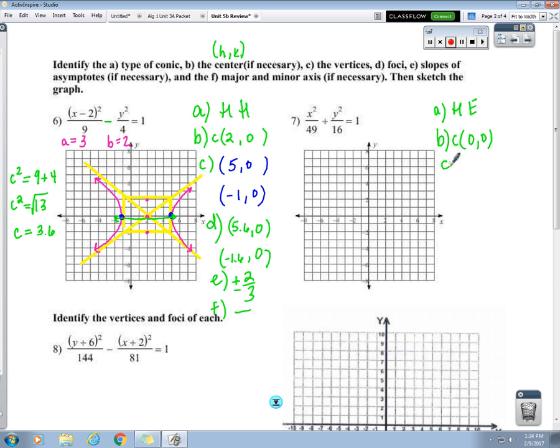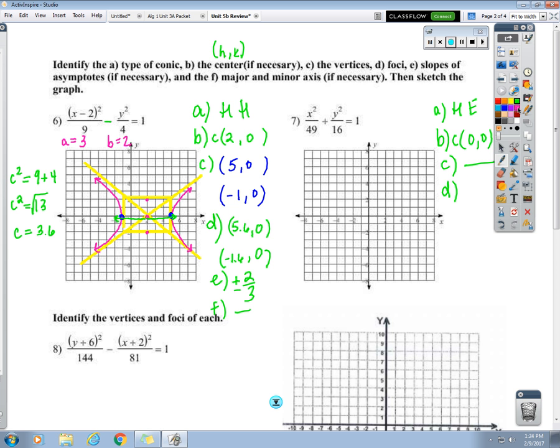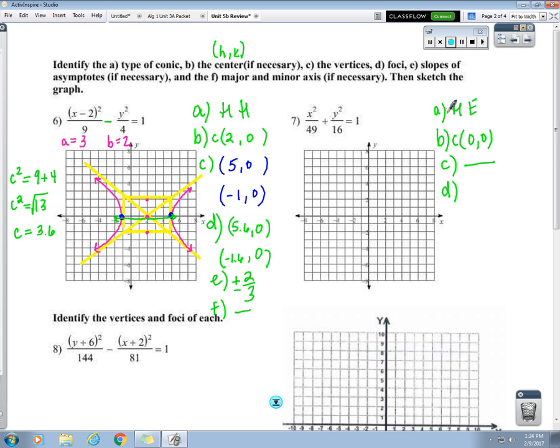Alright, C, vertices. Do we have vertices with an ellipse? No. D, foci. You can do this without a picture, but let's go ahead and sketch a picture, because for most of you, if you're struggling with a problem, having a picture of it will help you. So the center's at 0, 0.